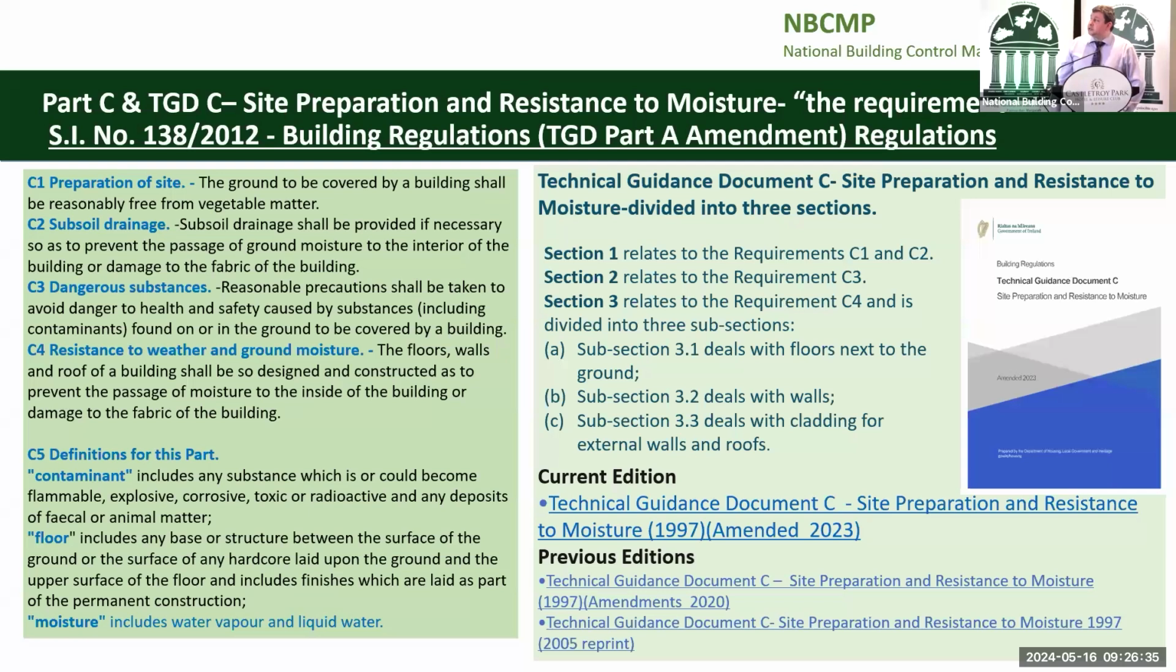C3 deals with dangerous substances. Reasonable precaution should be taken to avoid danger to health and safety caused by substances, including contaminants. And then C4 is resistance to weather and ground moisture. That's the floors and walls of a building, which shall be designed and constructed so as to prevent the passage of moisture to the inside of the building or damage to the fabric of the building. And then there's a definition of contaminant, floor and moisture given.